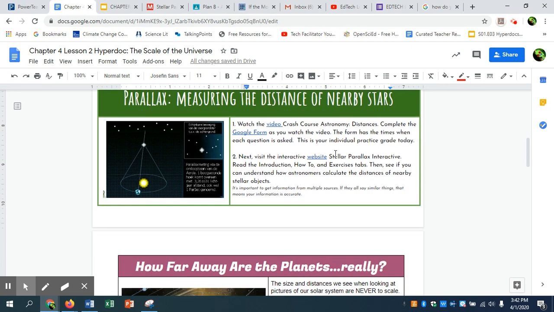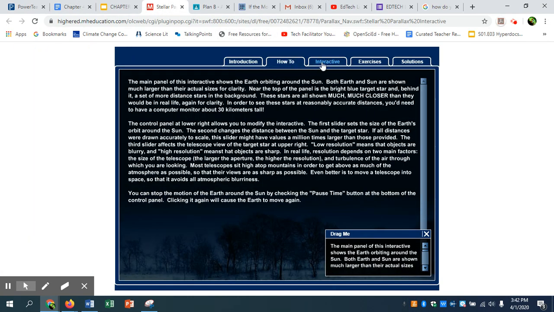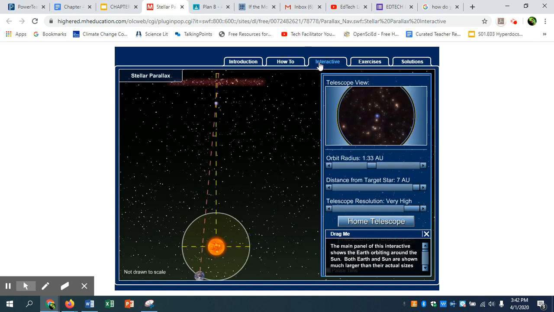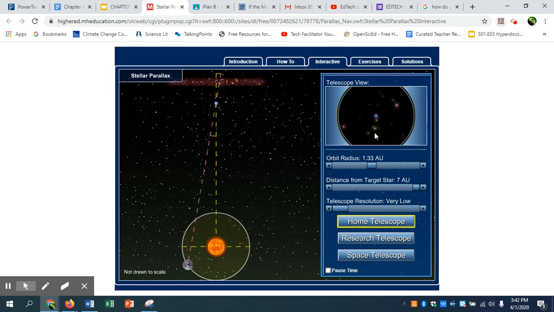The interactive website was the one that I just showed you about parallax, and read a couple of these tabs here, but this is the page that I want you to play around with. So again, you want to X out this box right there. What it's showing you is that depending on the kind of telescope that you're using, a home telescope doesn't have a very high resolution. So you can see how in this picture, you don't see a lot of detail.